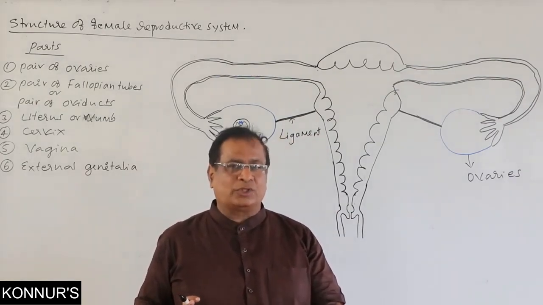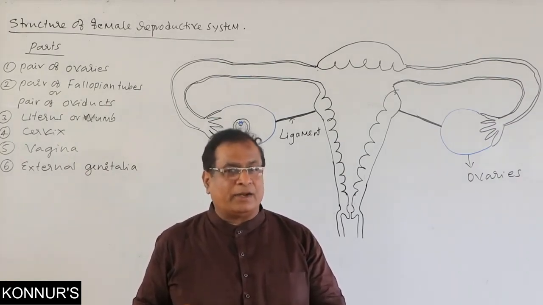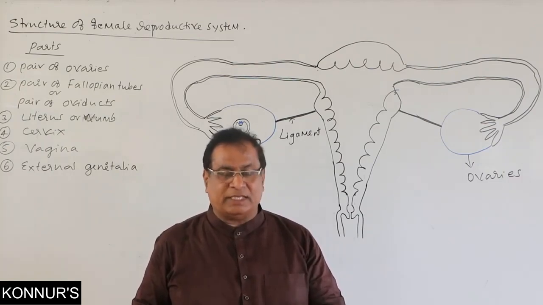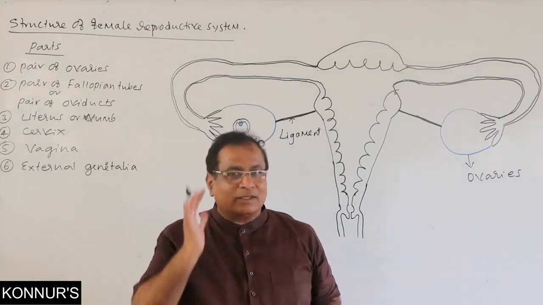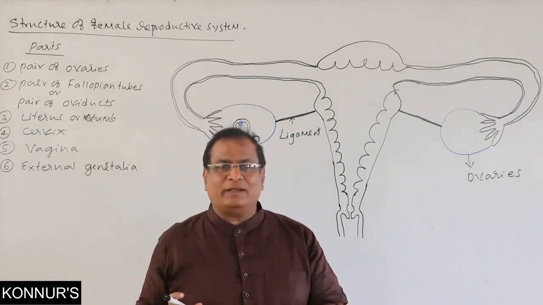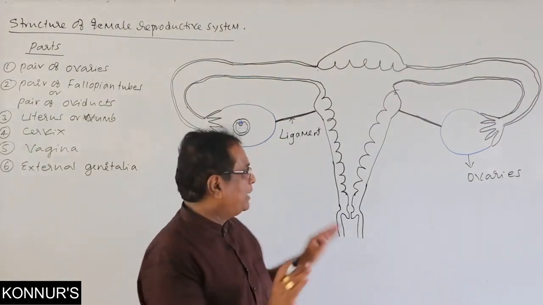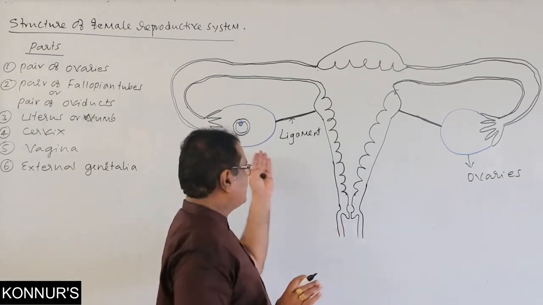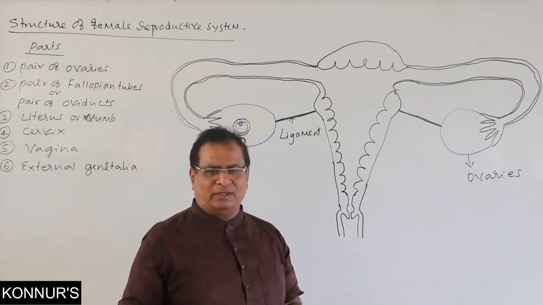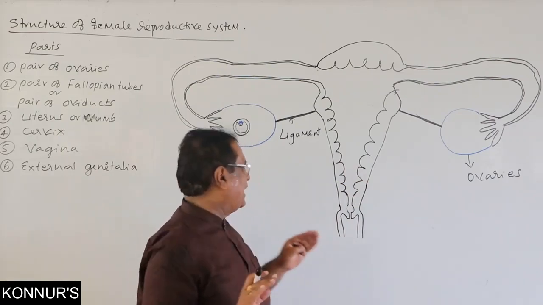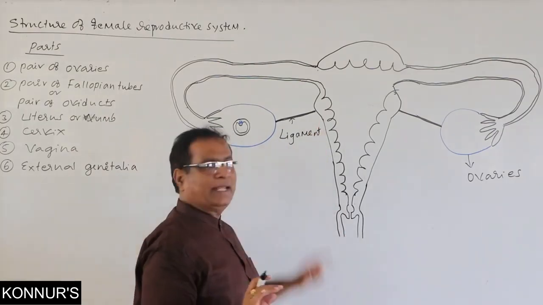Already we have discussed the male reproductive system, where the male gonads are a pair of testes, but those testes are not in the abdominal cavity. They are enclosed in an outgrowth of skin, that is scrotum. But here in the female reproductive system, the pair of ovaries are present in the lower abdominal cavity on either side and attached to the wall of the pelvis and also the uterus by ligament.